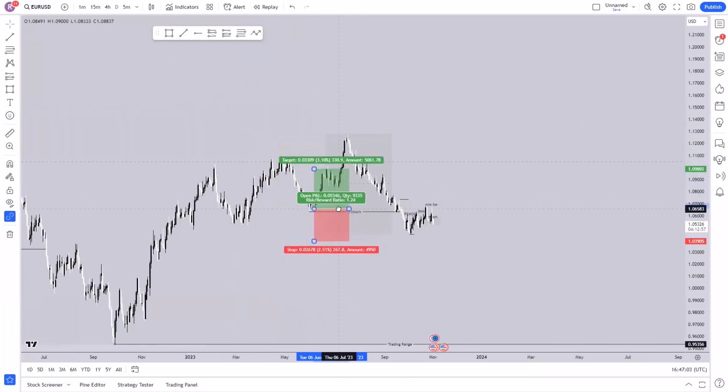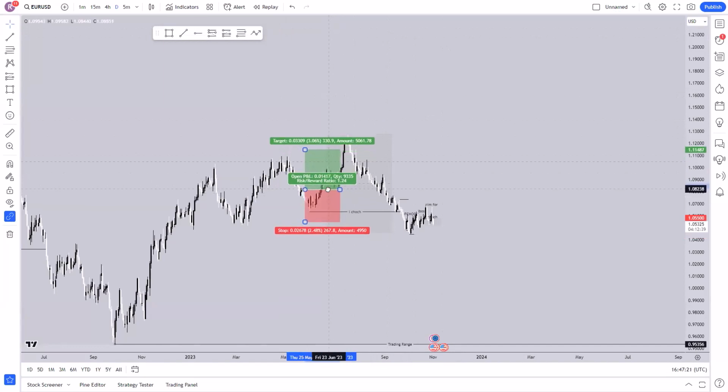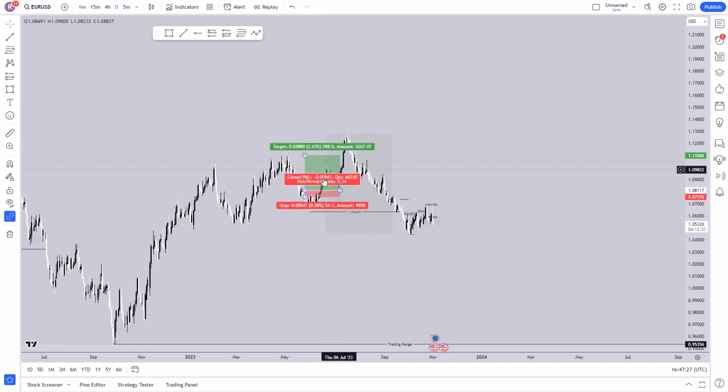Because remember, you've entered on the edge of that demand, and you've only got a 1 to 1.24. So you've risked 1% and you've made 1.24%. That's not really that good compared to maybe getting in on the bottom of this leg, having your stop loss down here somewhere and then aiming for this high or whatever.